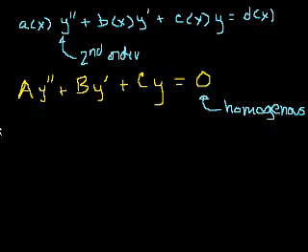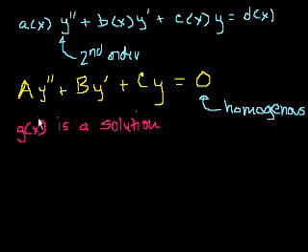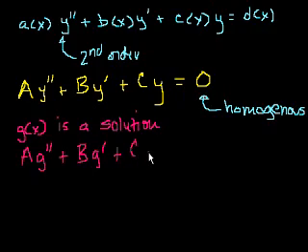Let me just throw out something. Let's say that g of x is a solution. So that means that a times g double prime plus b times g prime plus c times g is equal to 0, right? These mean the same thing. Now my question to you is, what if I have some constant times g? Is that still a solution? So let's say some constant, c1 times g. Is this a solution? Well, let's try it out.